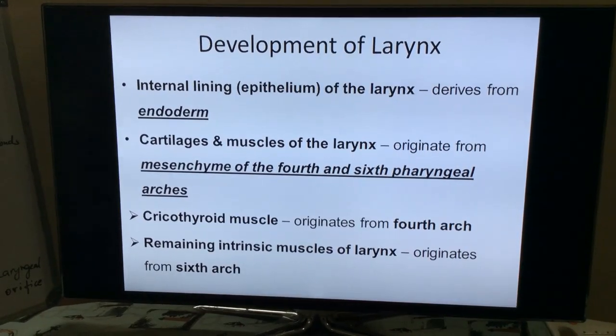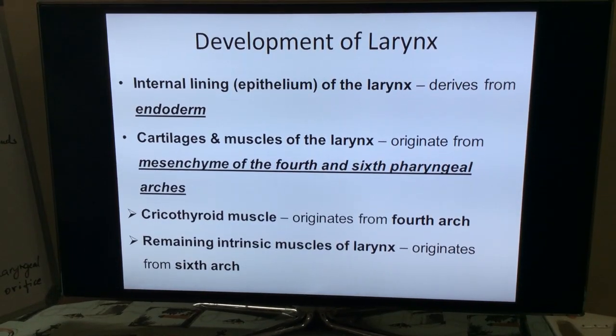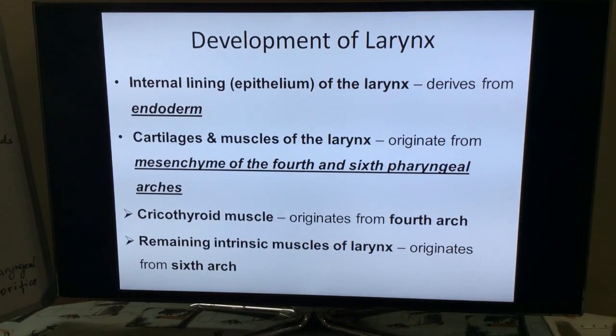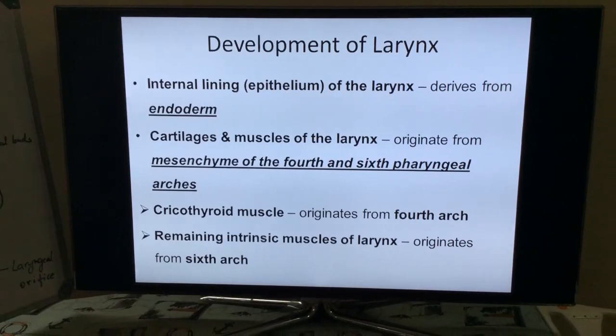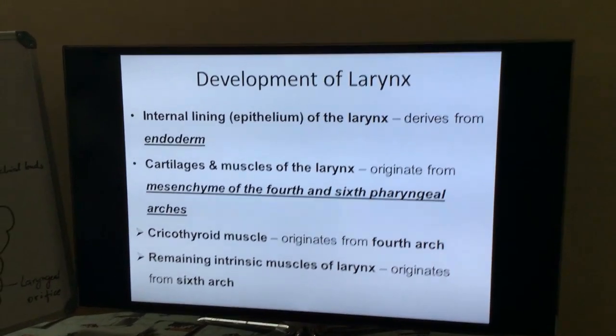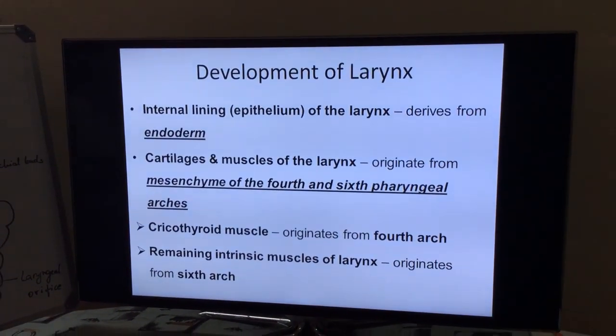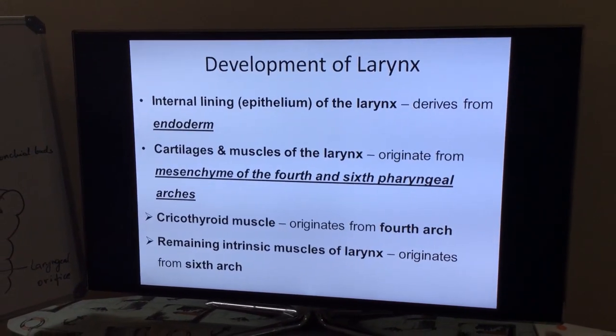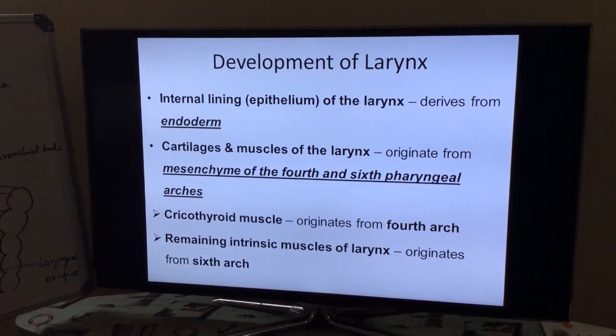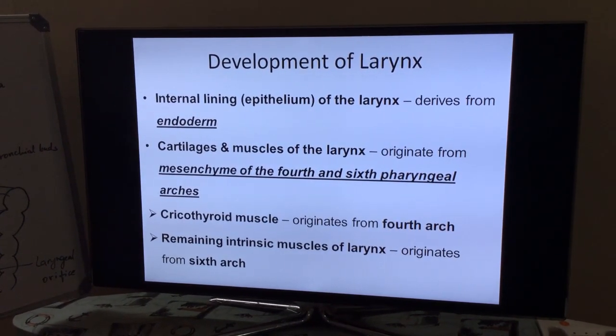Now coming to the development of the larynx. You know that it is made up of many cartilages, nine types of cartilages, which include cricoid, thyroid, arytenoid, cuneiform and corniculate cartilages. Along with that, it has muscles.